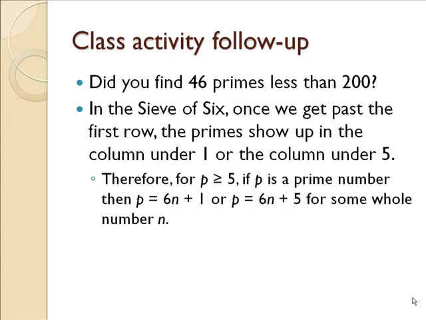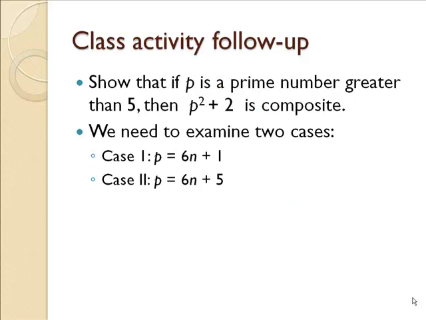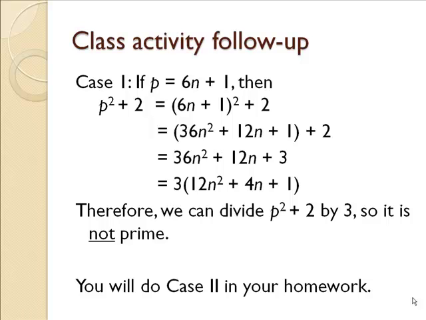We can use this fact to show that if p is a prime number greater than 5, then p squared plus 2 is going to actually be a composite number. Now, because p can take on two forms, we have to examine two cases. We're going to look here at the case where p equals 6n plus 1. If p equals 6n plus 1 for some natural number n, then p squared plus 2 is (6n plus 1) squared, plus 2.